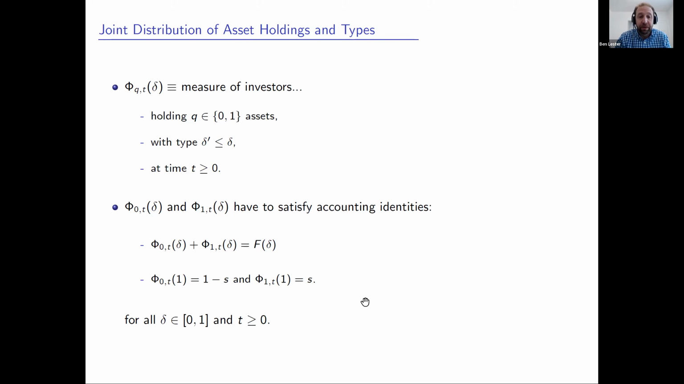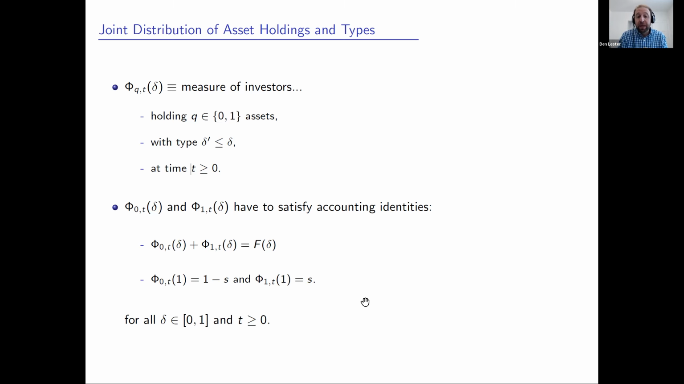Okay, so these are going to be two very, very important objects: phi 0 and phi 1. Of course, they have to satisfy some basic accounting identities. I told you that at each point in time, the total CDF of agents whose type is less than delta is F of delta. That's an exogenous distribution. So these two endogenous distributions have to add up to F of delta, because everybody's holding either 0 or 1 unit of the asset.